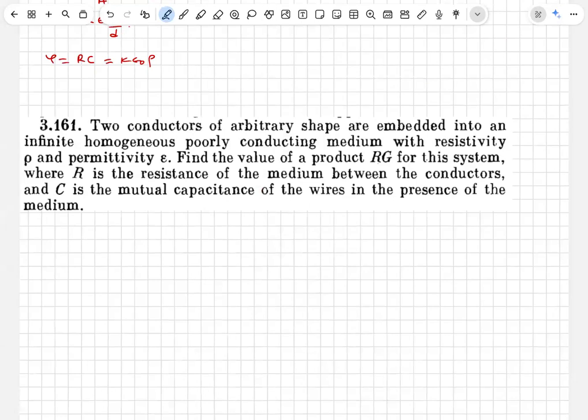Two conductors of arbitrary shape are embedded into an infinite homogeneous poorly conducting medium with the resistivity rho and permittivity epsilon. Find the product of R and C. R is the resistance of the medium between the conductors and C is the mutual capacitance of the wires in the presence of the medium. This is 3.161.